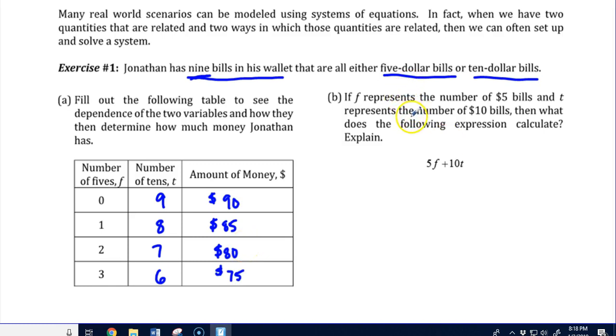Part B asks us to reflect on defining the variable. All right, so we're going to say f. It's kind of like our let statement. Let f represent the number of $5 bills. That's a natural letter to use, right? F for 5s. I'm not so crazy about the T for 10s. I understand T for 10, but T looks like a plus sign a lot of times when people write it. So just be really careful when you're writing your T. Kind of write it scripty like this to distinguish it from your plus sign.